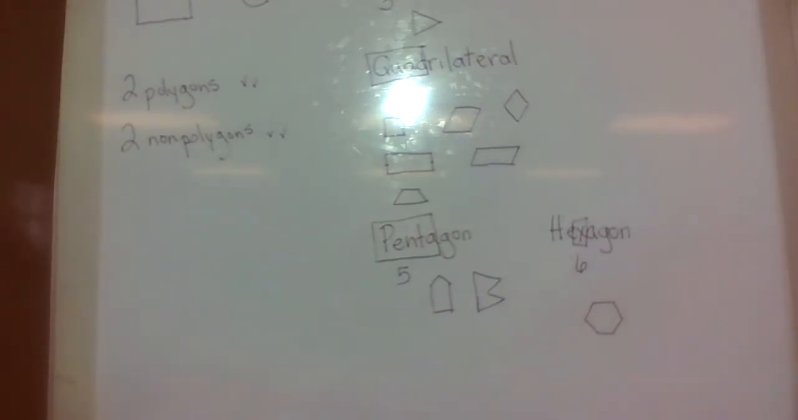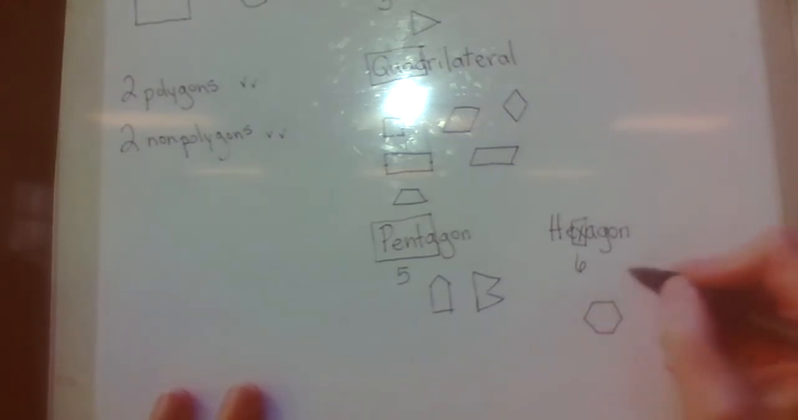All right, see if you can draw a hexagon. A hexagon is like 2 trapezoids put together. Now, this is not the only way to draw a hexagon. As long as it has 6 sides and 6 vertices, it can be a hexagon. So you could draw it like this.